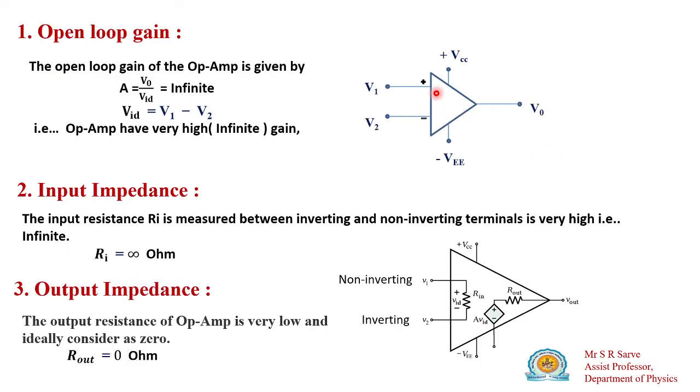This is the symbol for the operational amplifier. Suppose positive means it is the non-inverting terminal and negative means it is the inverting terminal. Okay, that is very much important.